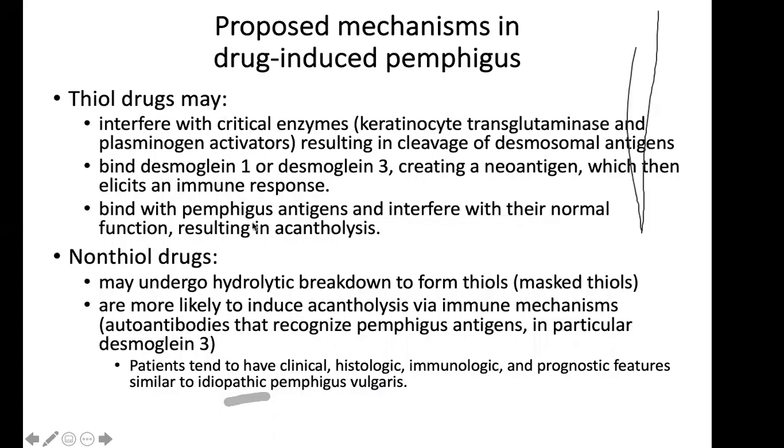Now, unlike how thiol drugs can play a role in pemphigus, for non-thiol drugs, there are 2 mechanisms proposed. One is some of these non-thiol drugs may undergo hydrolytic breakdown to form thiols. So we call these masked thiols. And then they could produce pemphigus in either of these top 3 mechanisms. Or more likely, non-thiol drugs can induce acantholysis by inducing an immune response, as in true pemphigus vulgaris. So whether it's the thiol mechanism or the non-thiol mechanism, clinical features and routine H&E histology would be identical to pemphigus vulgaris. And in non-thiol drug-induced pemphigus, even the direct immunofluorescence is going to resemble idiopathic pemphigus vulgaris.